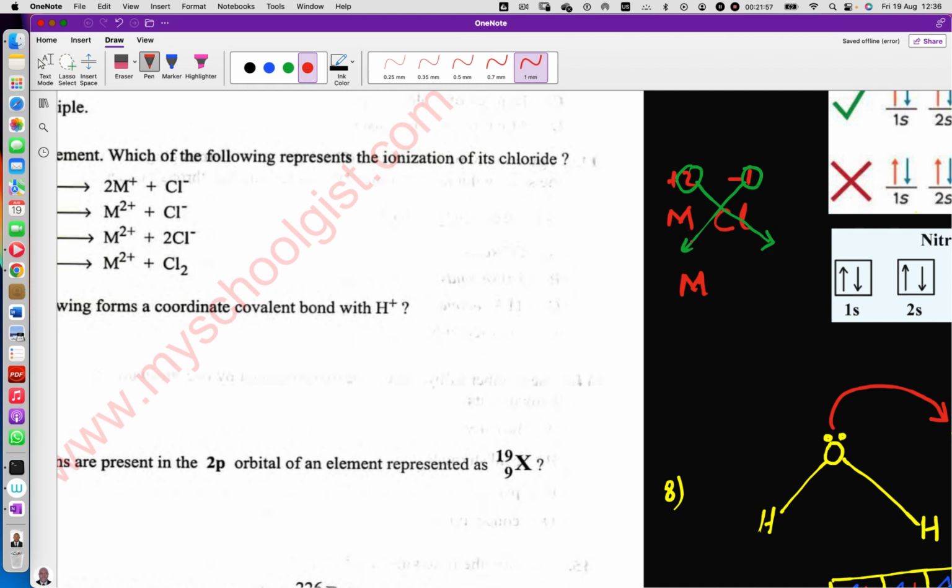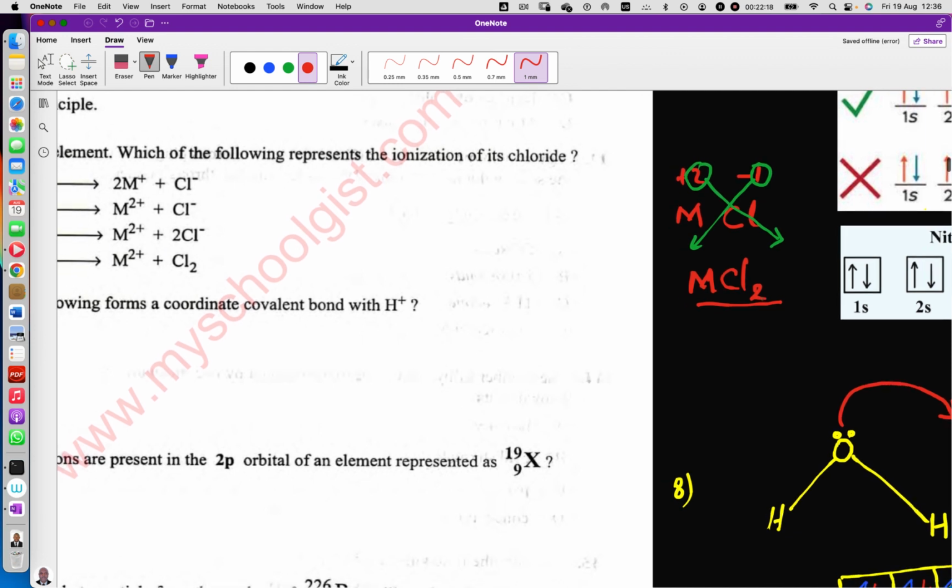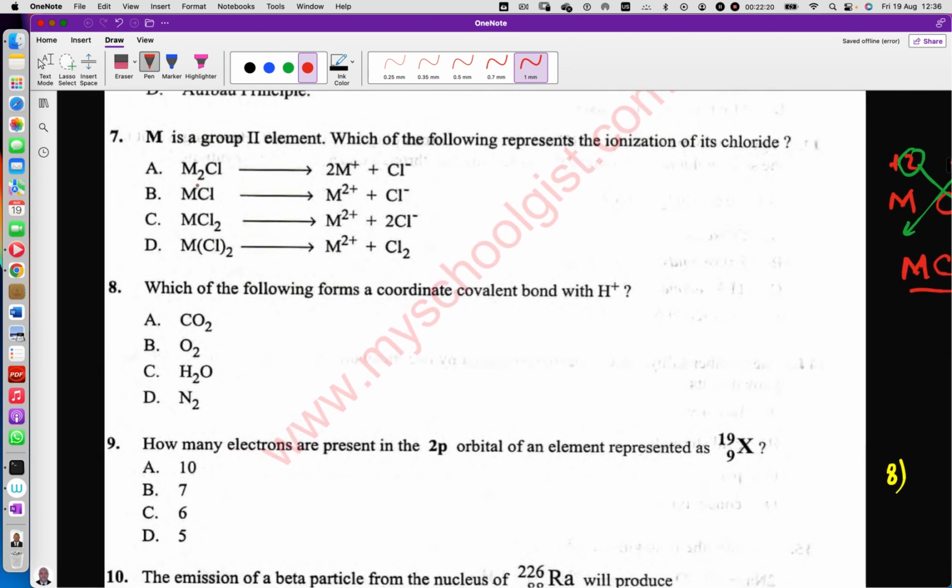M is 1. This is just 1 here. Then chlorine will collect these 2 from here, so it will be Cl2. This is the compound that will be formed between these two, and when it dissociates, it is going to give 2 chloride ions. So let's see which compound is MCl2. MCl2 is C. So our answer for question number 7 will be C.